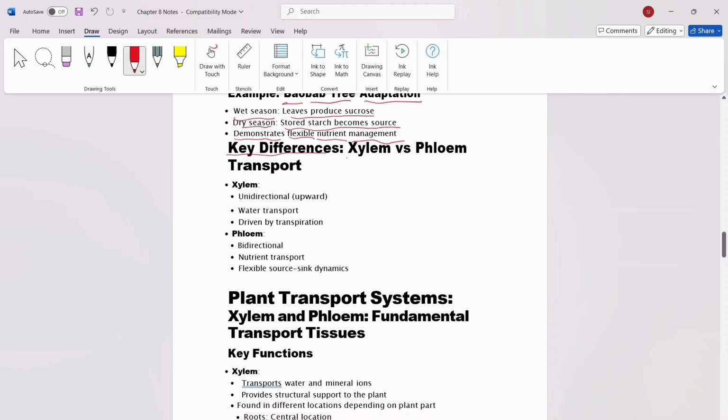Key differences between xylem and phloem. Transport. Number 1, xylem: unidirectional upward movement. Water transport driven by transpiration. Next is phloem: bidirectional nutrient transport and flexible source-sink dynamics.